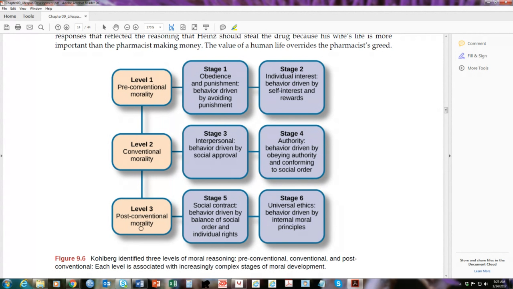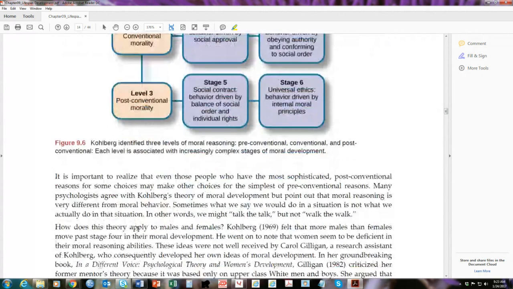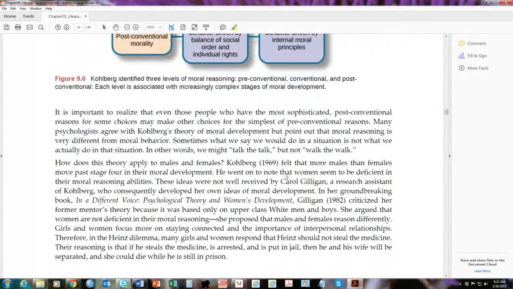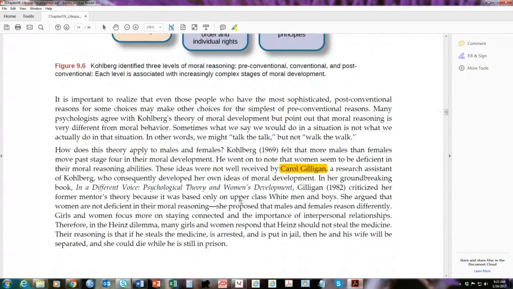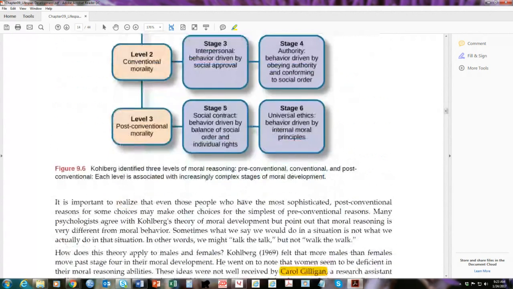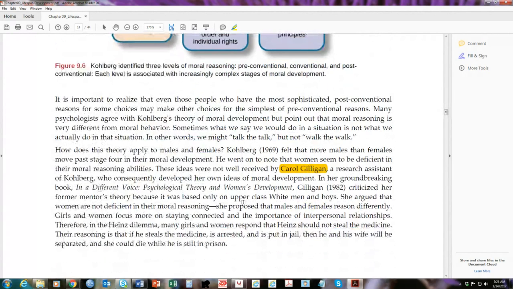Now, Kohlberg's approach is not without its critics. One major critic of Kohlberg was actually his student. Her name was Carol Gilligan, and she said this whole approach that Kohlberg used was based on what she called a justice orientation. And she saw a gender difference as well.